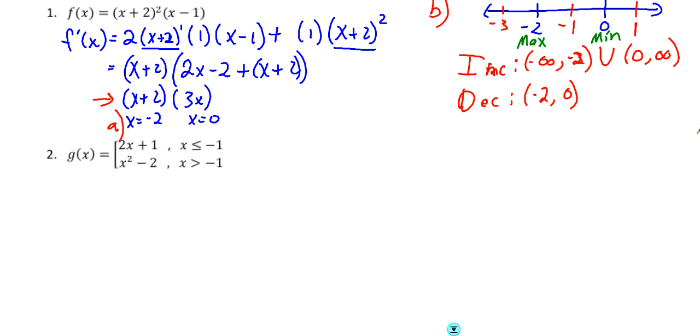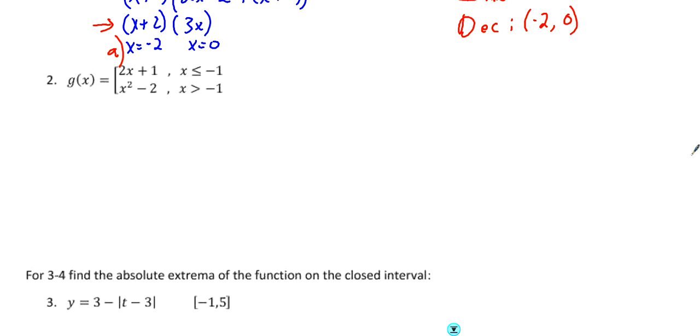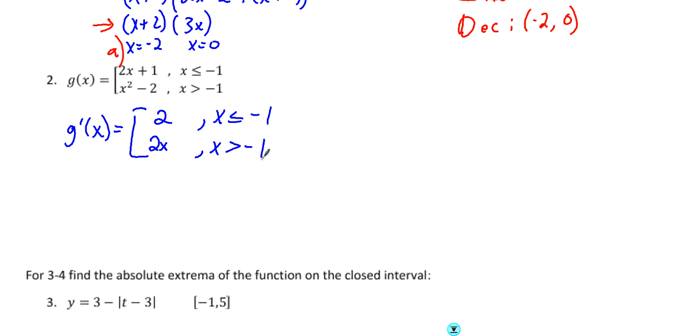Okay? Now, we're going to do the same thing, but this time it's going to be a little different because I have a piecewise function. But we start off the same way. So we find the derivative, g prime. So I find the derivative of both pieces separately. So the derivative of 2x plus 1 is 2, and that's when x is less than or equal to negative 1. And then here, I take the derivative of x squared minus 2, which is 2x, and that's when x is greater than or equal to 1.